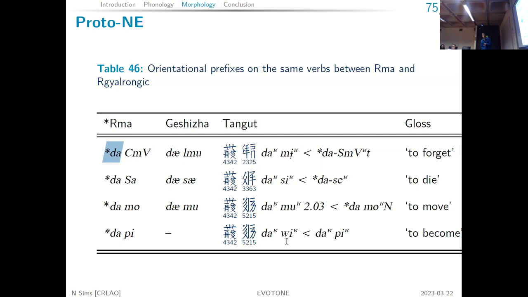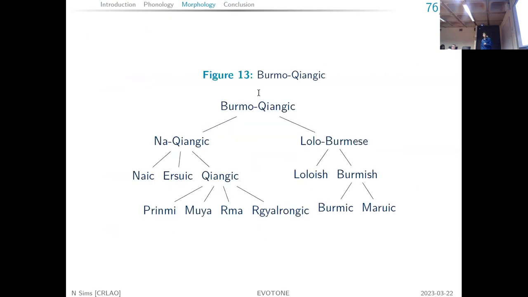And then we have this verb to become, which fits nicely with Tangut as well. I'm not a Tangut expert, so I'm sure there are people who could find more cognates or maybe correct some of these cognates, but I think it's worth looking into. So this validates this claim, basically. If you have a close relationship between Rma and Jiarongic, I would say this away prefix, which we don't see in Ersuic, for example, we don't see in Muya.